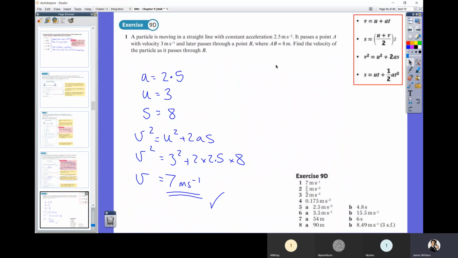Your velocity equals 0 as you change direction for that split second. So that takes you into exercise 9D, and I would like you to work through that.